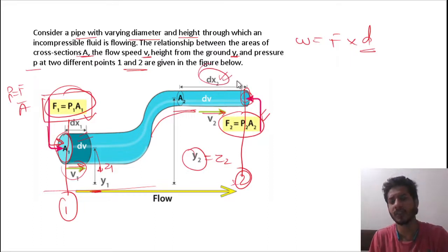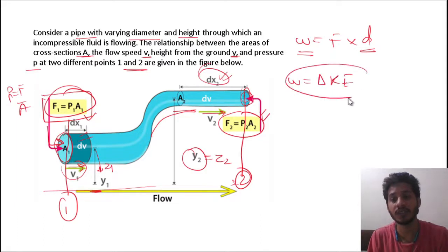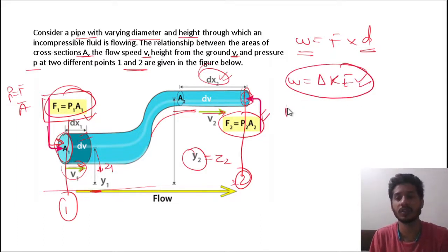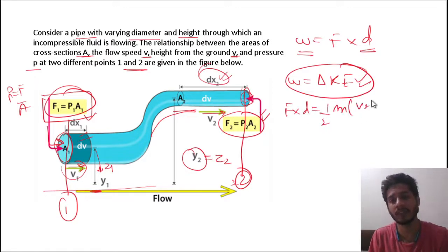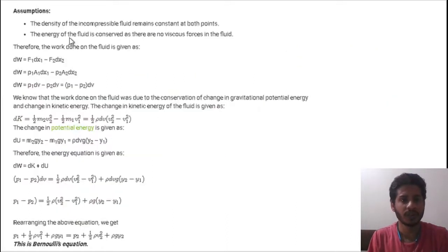Dx is basically, we will integrate the entire equation for work done. And from the work-energy principle, we also know that work done is equal to del KE, the change in kinetic energy. Work done, that is F into D, is equal to the change in kinetic energy, half m (V2 square minus V1 square). So you can see this also, density incompressible. Work done is force into displacement, F1 dx.